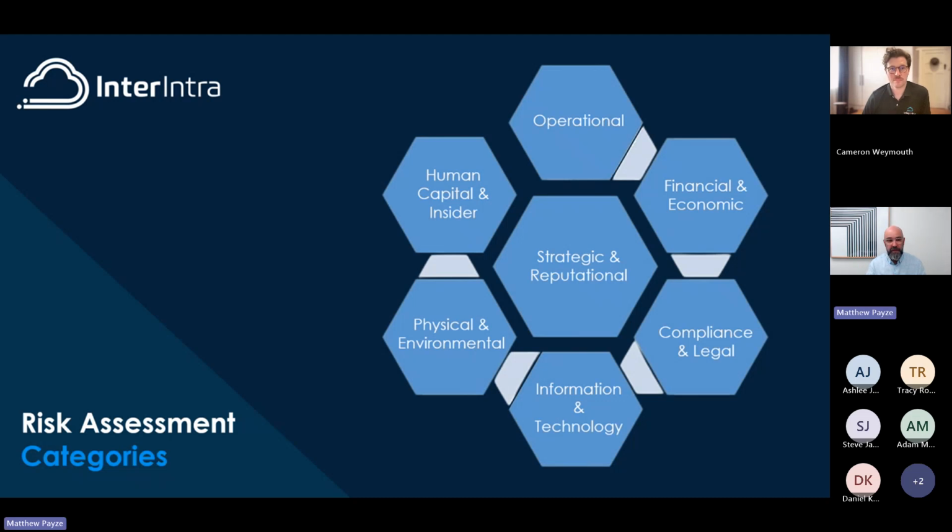Human capital and insider risks. So really we're talking about people here. We're talking about risks arising from employees, contractors, or other insider threats, for lack of a better term. And I think this really covers both intentional and unintentional actions. An example of this could be an employee accidentally deleting some critical financial records from a shared drive. That would be an example of an unintentional insider risk.